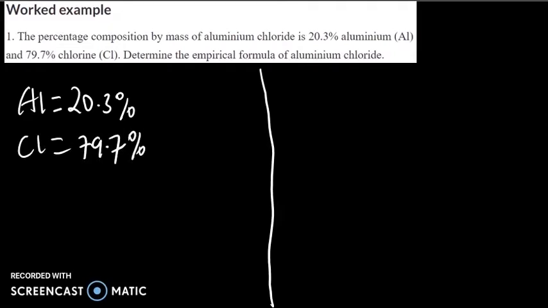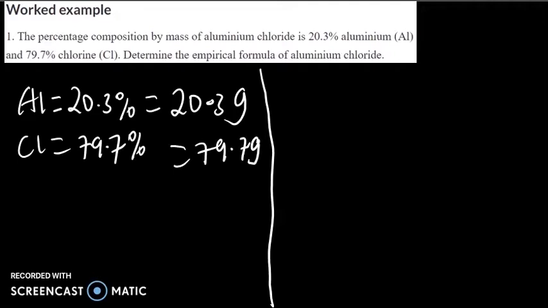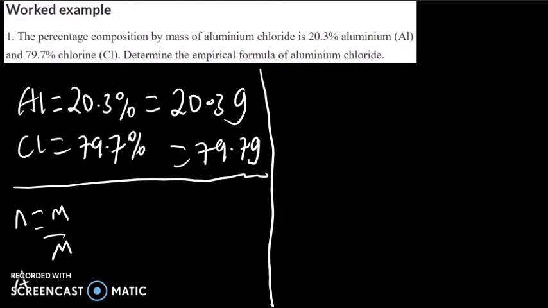Remember what I told you: just assume the percentages are equal to the mass. So it's the same as 20.3 grams and 79.7 grams. Once you have that, the next step is calculating the moles. How do you calculate the moles? By using the formula n equals mass over molar mass. For aluminum, the moles will be 20.3 grams divided by 26.98 grams per mole.